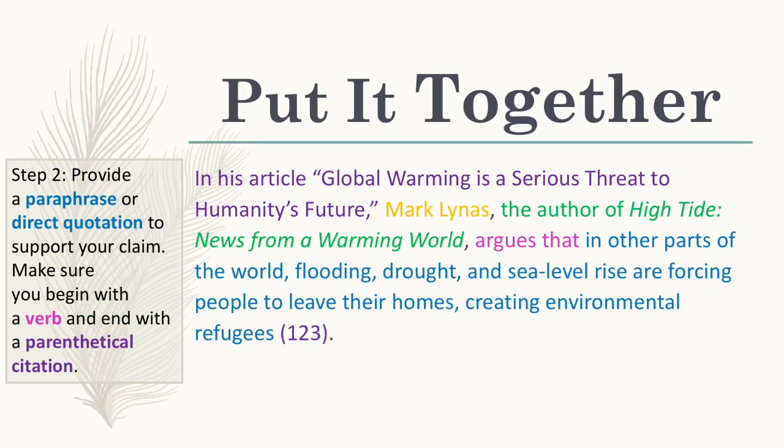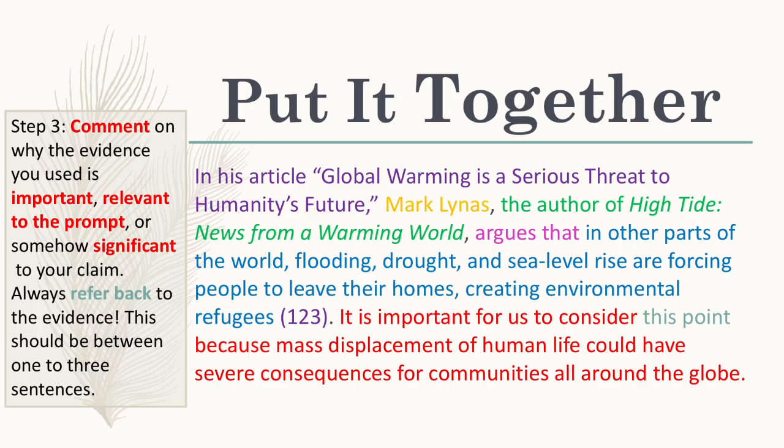Second step, he argues that is our verb, and then he paraphrased here. In other parts of the world, flooding, drought, and sea level rise are forcing people to leave their homes, creating environmental refugees. And then we have our parenthetical citation telling us that this is on page 123, and our period at the very end. And now for our explanation, it is important for us to consider this point, being where they refer back to that paraphrase they just pulled, because mass displacement of human life could have severe consequences for communities all around the globe.